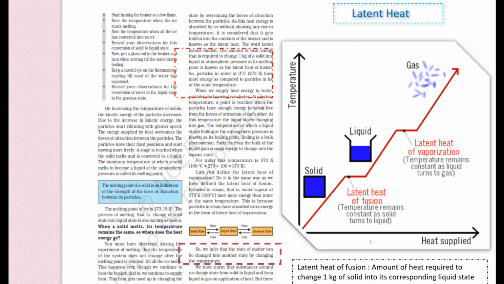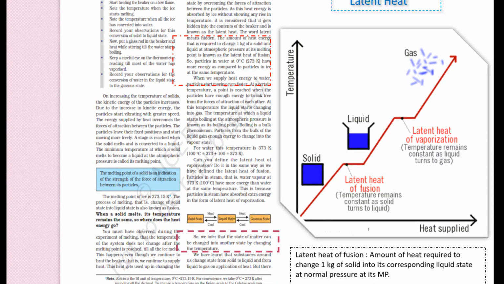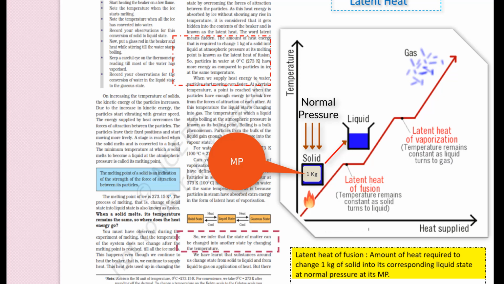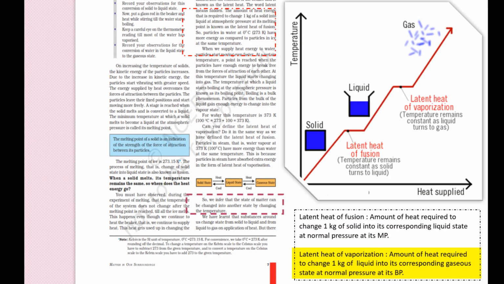Now let's see how we can define latent heat of fusion. It is the amount of heat required to change 1 kg of a solid into its corresponding liquid state at normal pressure at its melting point. Similarly, the latent heat of vaporization is the amount of heat required to change 1 kg of a liquid to its corresponding gaseous state at normal pressure at its boiling point.